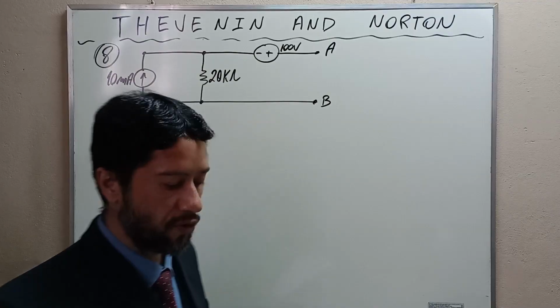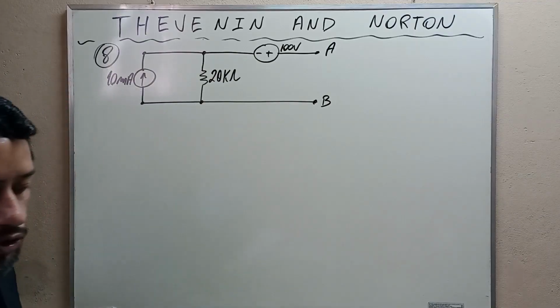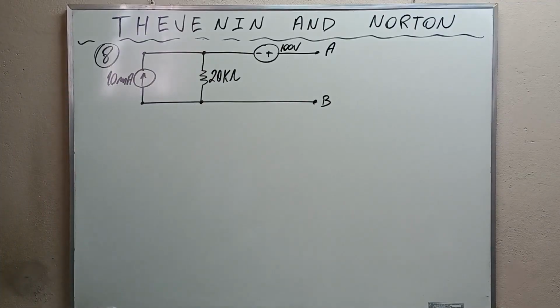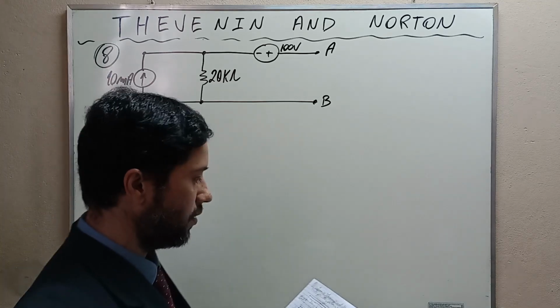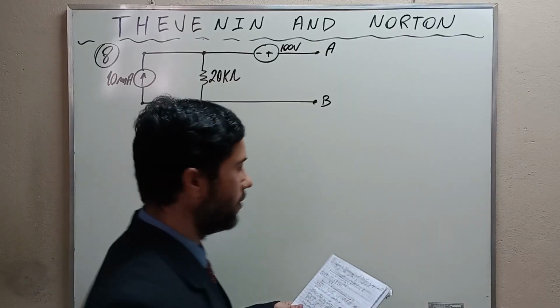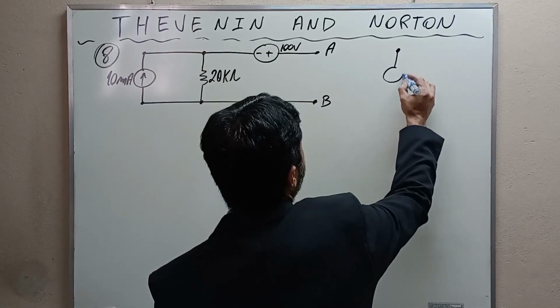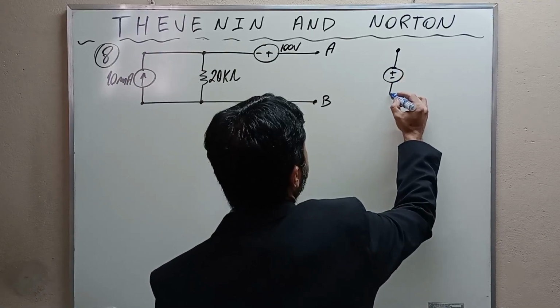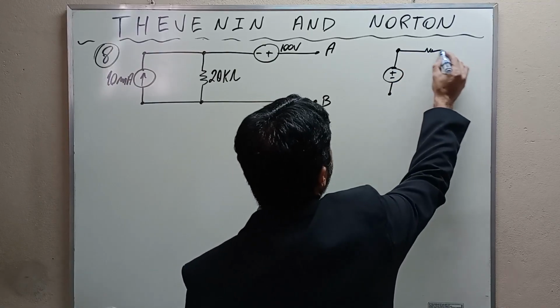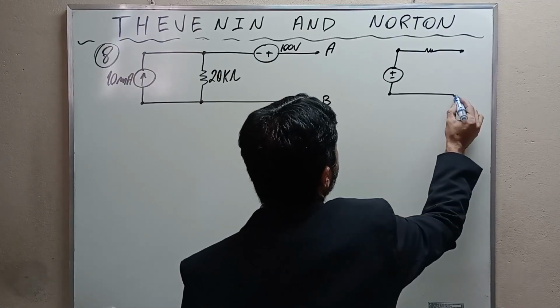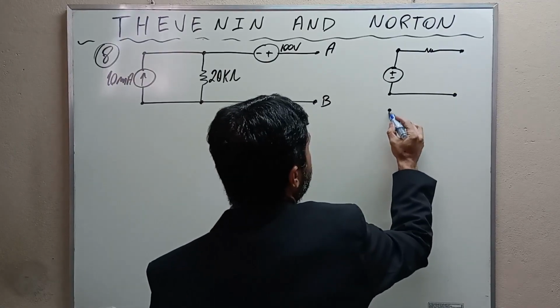All right, my friends, let's go to the last exercise. Let's go to exercise number 8. Determine the Thevenin's and Norton's equivalent circuit for the network on the board. Remember that the Thevenin and the Norton are different. The Thevenin is this, and the Norton is this.